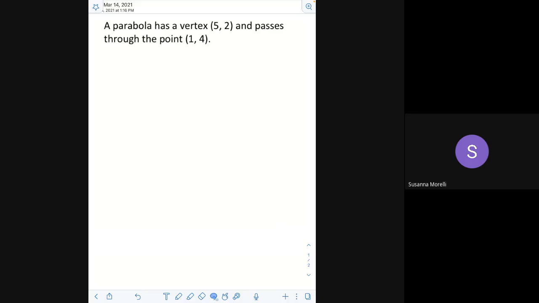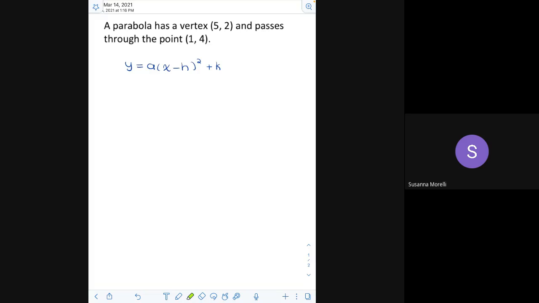All right, so today we're going to look at finding an equation of a parabola given its vertex and a point that lies on the parabola. We're going to start by writing the equation in vertex form, just a standard equation, and then we're going to start plugging in the information that we have.